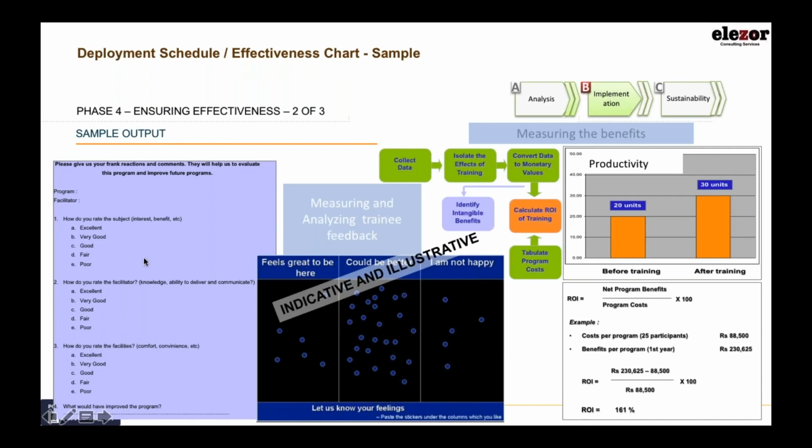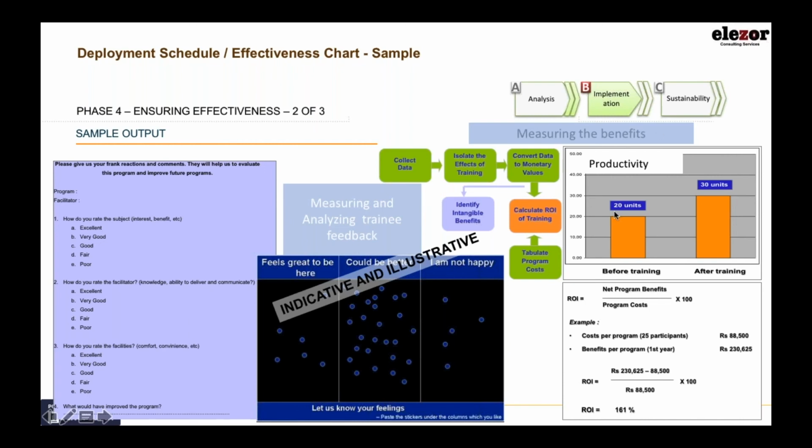Here are a few examples of various measuring methodologies proposed by the Kirkpatrick model. You can use questionnaires where the answers are jotted down into pointers, and through a population index you see where the most populated response is coming up. That shows you the effectiveness of the program, whether it is 'I'm not happy', 'could be better', or 'feels great to be here'. That gives you an indicator of it.